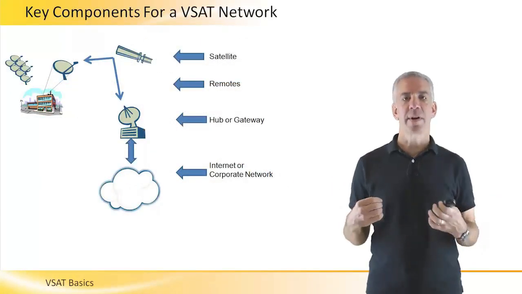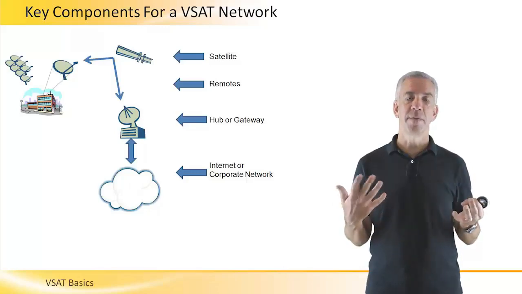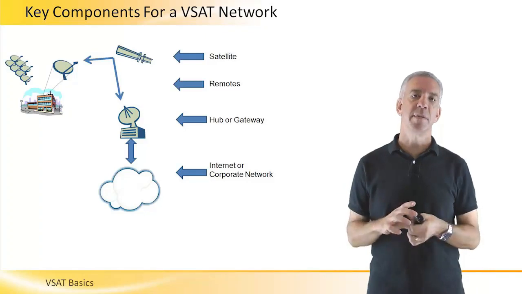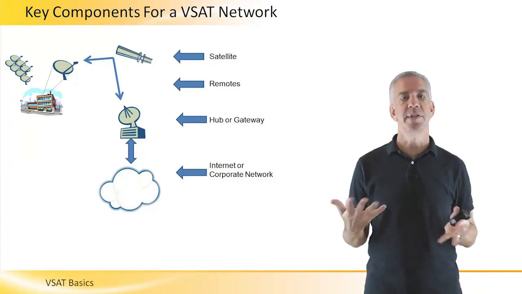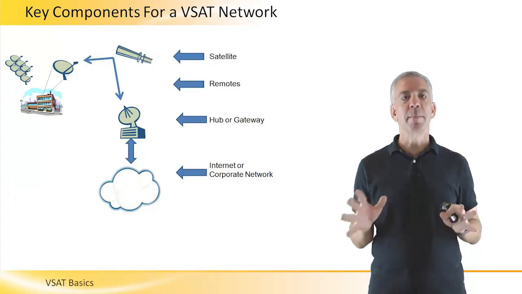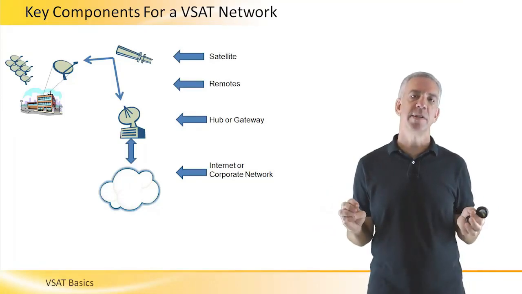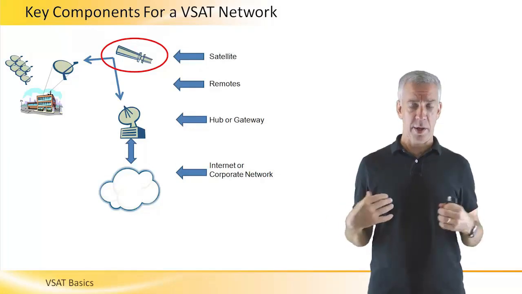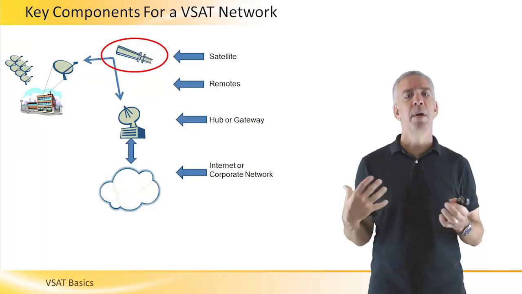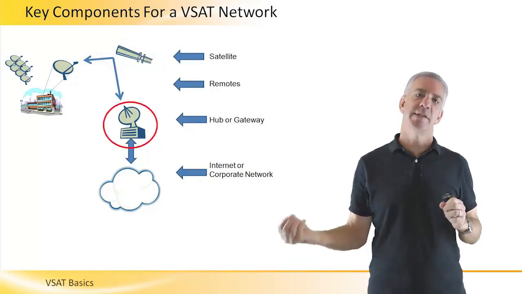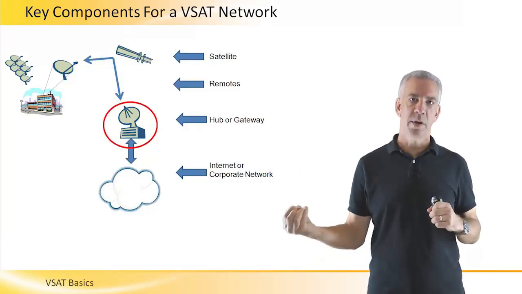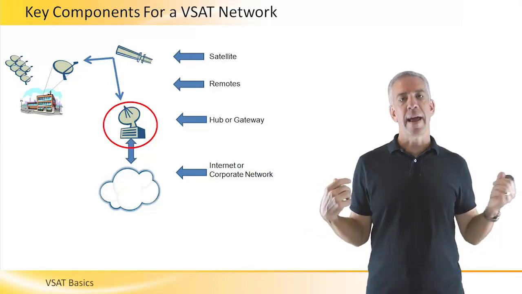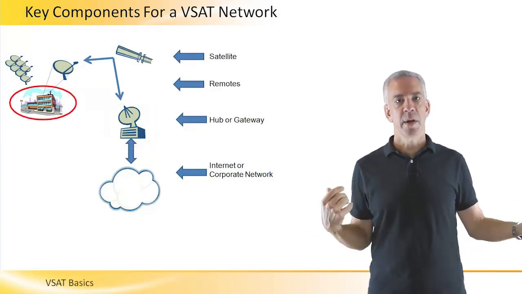A VSAT network consists of only a few key components, and that's one of the beauties of a VSAT network. It has a very simple architecture. The key components consist of the satellite, which of course is the medium through which the communications is going to happen, and then there's a gateway station or hub station, which is typically the central part of a VSAT network, and there are remote stations.